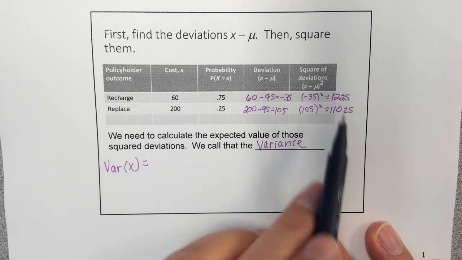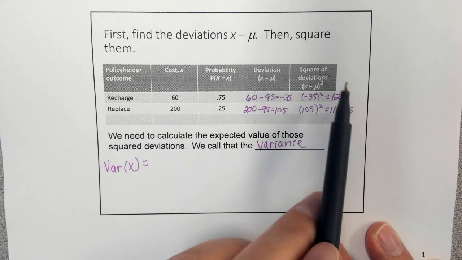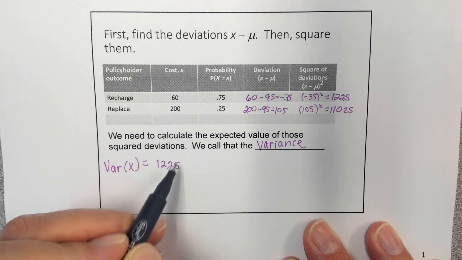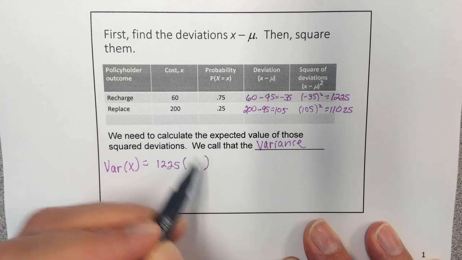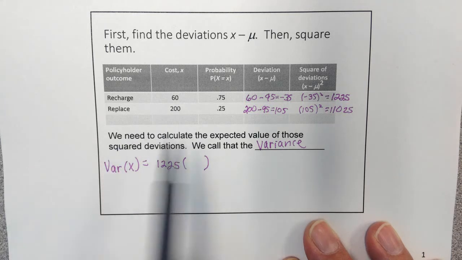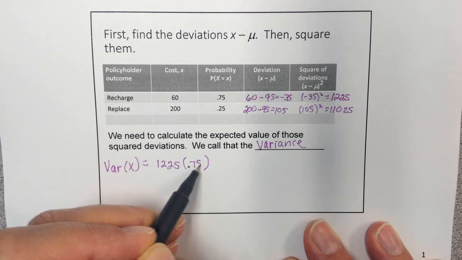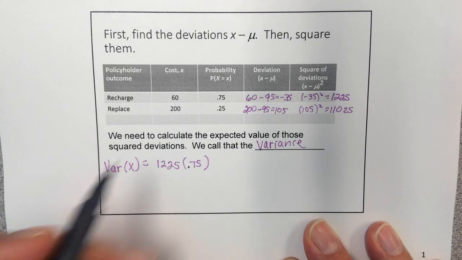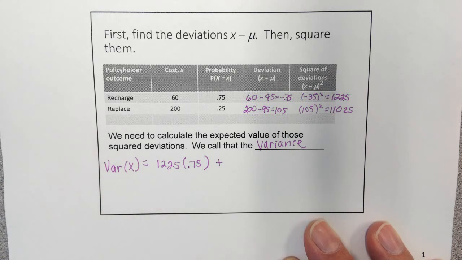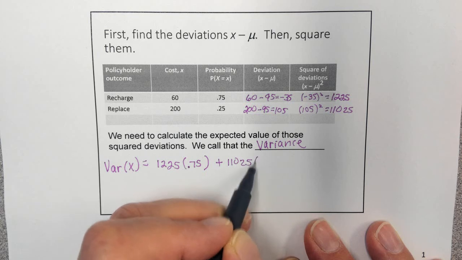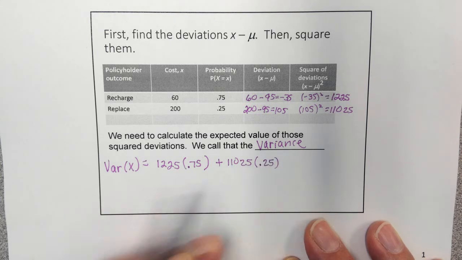I need the expected value of those squared deviations, which means I'm going to take the first squared deviation, 1225, and multiply it by the probability of that happening, which is the 75% back here to the left of it in the table, so 0.75. And then add to that, so we're doing a weighted average of those squared deviations. So same process we did with the mean. Then we take the 11,025 and multiply that by its probability of 0.25.